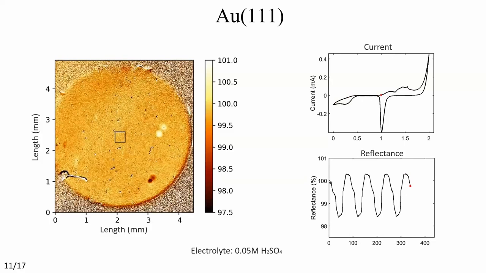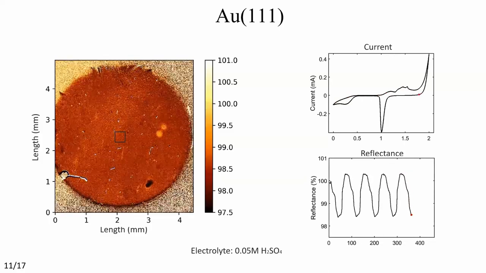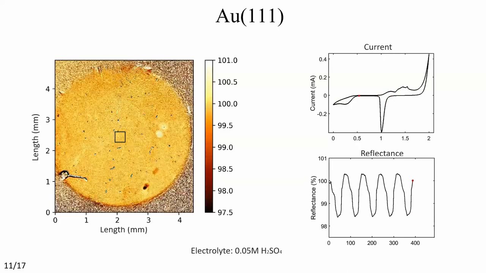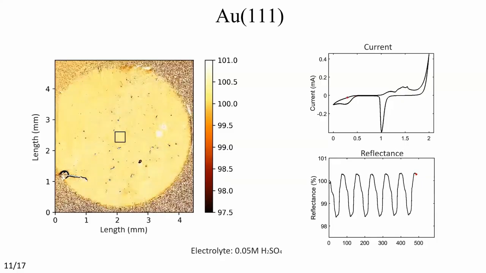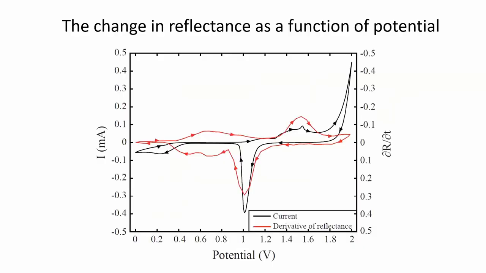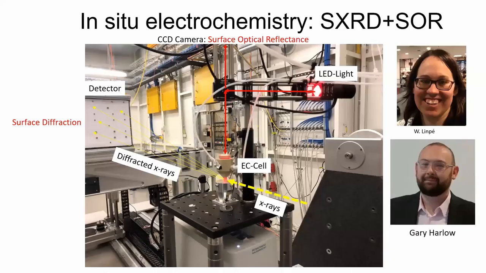So you think, okay, maybe if we take the derivative, then we can learn something, because each change here should reflect something happening to the surface. If we take the derivative of the reflectance, this is the red curve here, we can actually reproduce the oxidation peak here and also the reduction peak here. This is, of course, interesting for us because then we can do optical cyclic voltammetry if we would like to do that. So we also try to look with surface X-ray diffraction, together with this surface optical reflectance.